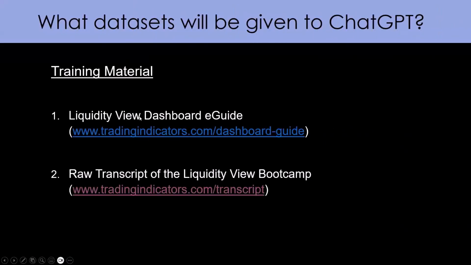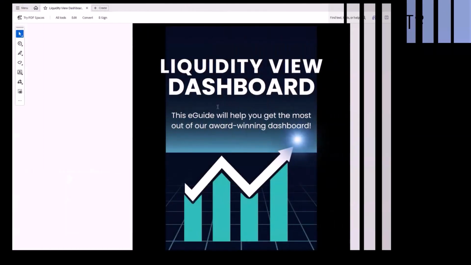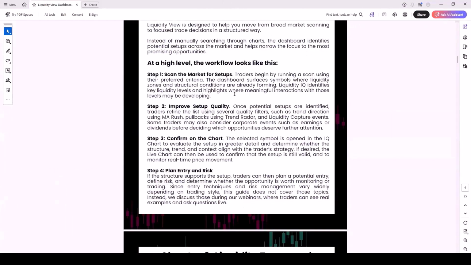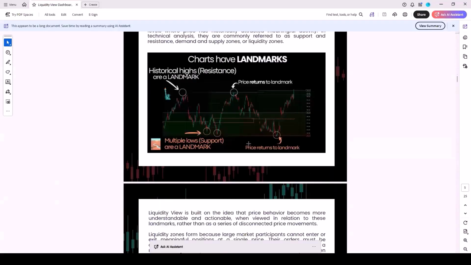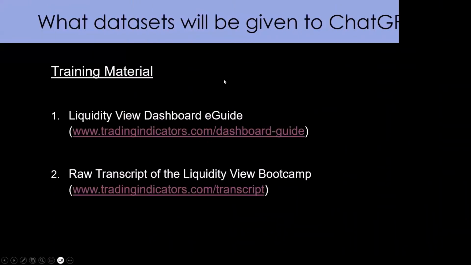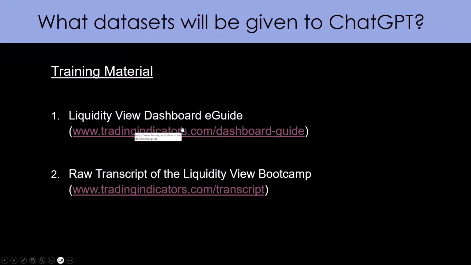Another part of the training material that we will feed into ChatGPT is our brand new e-guide about the Liquidity View dashboard. It nicely describes how the dashboard works, what would be a good workflow, and so forth. A really nice getting started guide for every Liquidity View user. So we're going to use this one also as an input to ChatGPT. But you may say, okay, well, these are generic things. How can an AI engine possibly find us some insights based on what's going on right now in the markets?